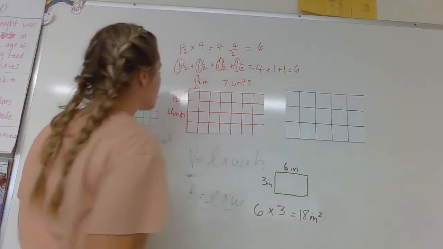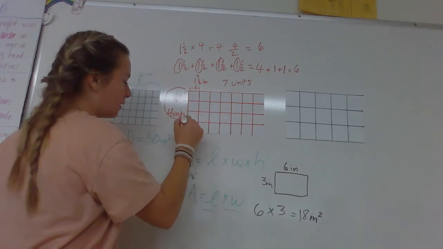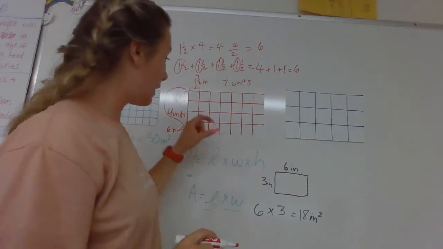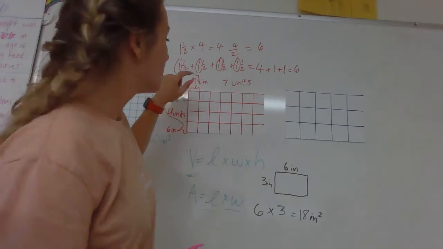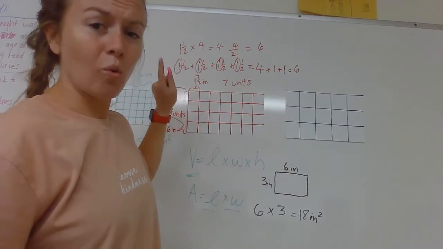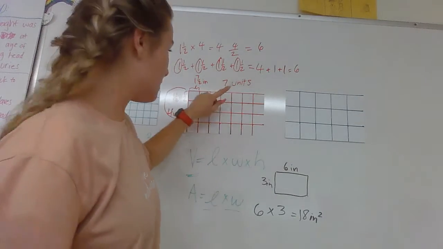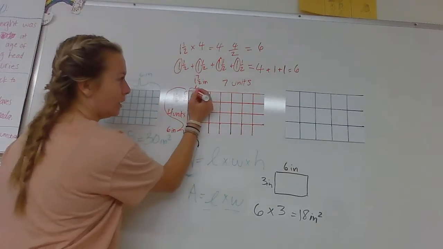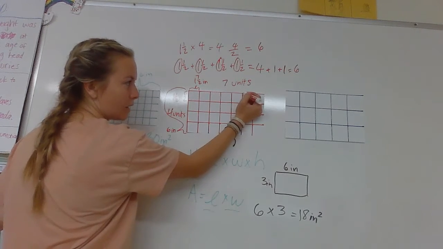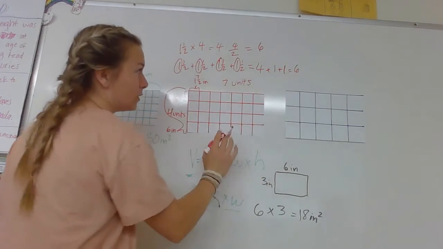So this side is 6 inches in width. Now we've got to do the same thing to this side. So we have to do 1.5 inches times 7, because there's 7 total units, meaning 1.5 plus 1.5 plus 1.5 plus 1.5 plus 1.5 plus 1.5 plus 1.5 to get our whole length of this rectangle.